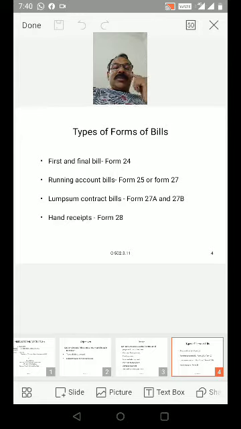Types of forms of bills: first and final bill, Form 24. Running account bills, Form 25 or Form 27. Lump sum contract bills, Form 27A and 27B. Hand receipts, Form 28. These are the types of forms of bills.